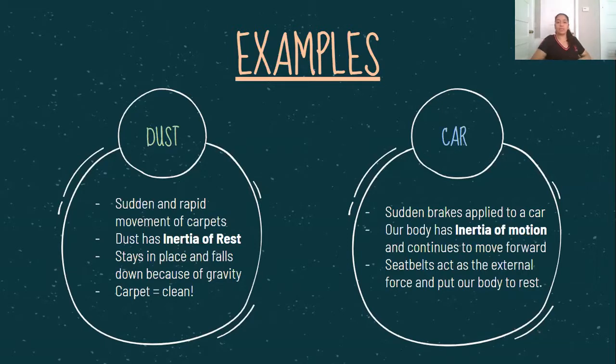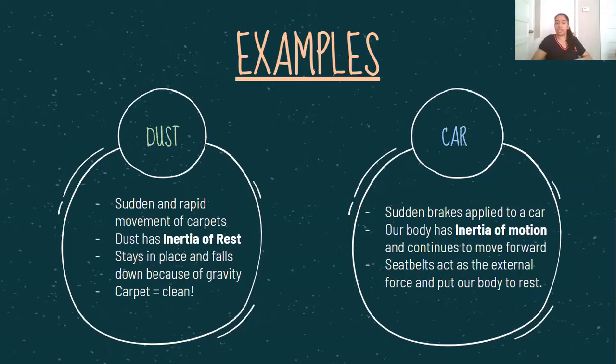So what happens is when people hit the carpet with a stick, the carpet moves immediately, because there is an external force being applied to it directly. But because there is no direct force being applied to the dust particles, and because they are at rest, they will stay in that same position, separated from the carpet. So the carpet will swing back, but the dust particles will remain where they are. And later on, because of the force of gravity, they will fall down. So this is a great example of the inertia of rest.